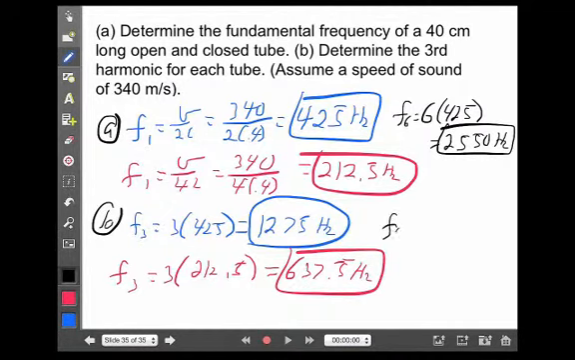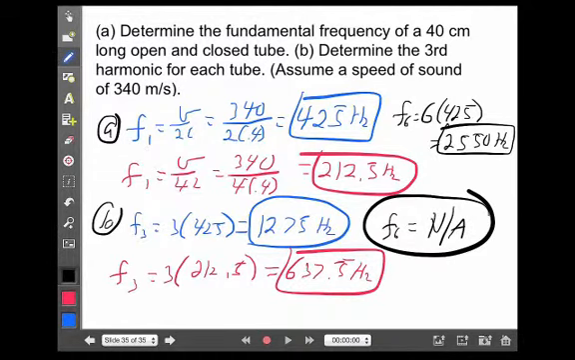And then the 6th harmonic for the closed tube. Now this is where people often make a mistake. They'll start calculating something, but it can't exist. There are no even harmonics for a closed tube.